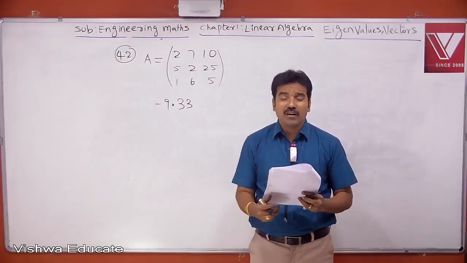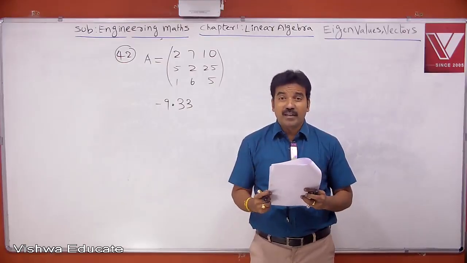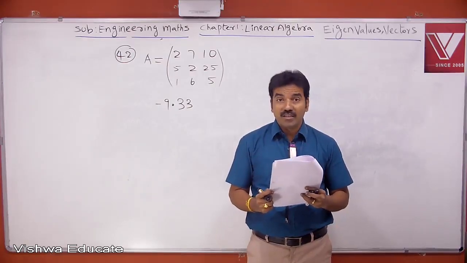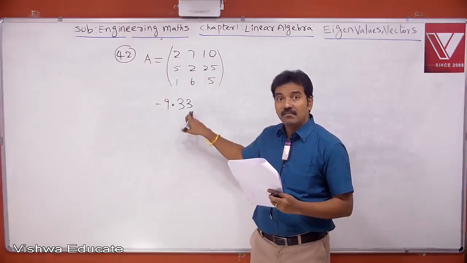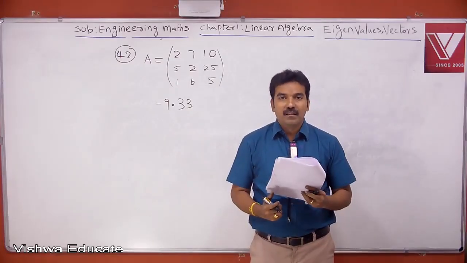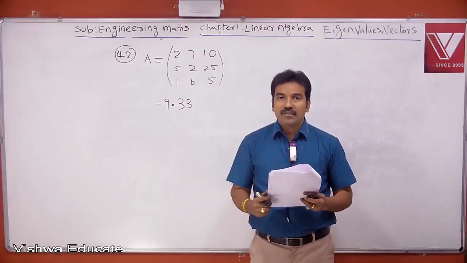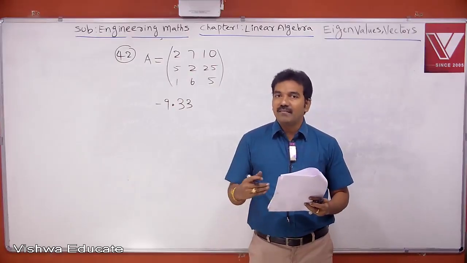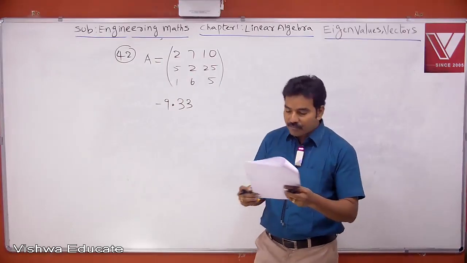If it is a 2 by 2 matrix, when you apply the trace property, lambda 1 plus lambda 2 equal to trace, and lambda 1 is minus 9.33, you can easily get the lambda 2 value. But this is a 3 by 3 matrix, so let us try to find the remaining eigenvalues.